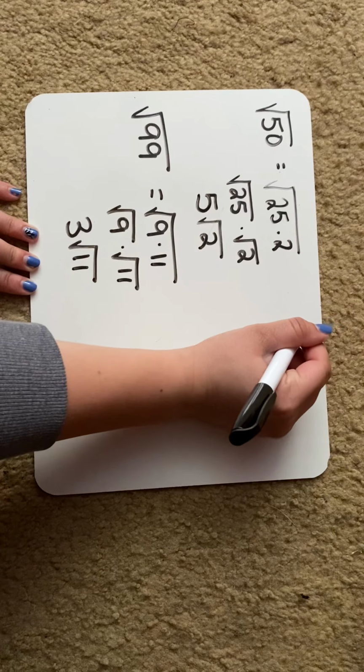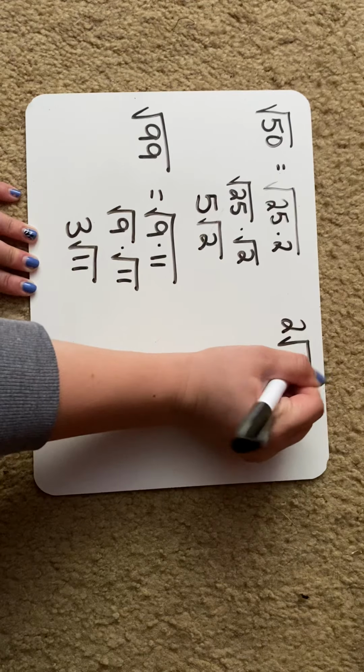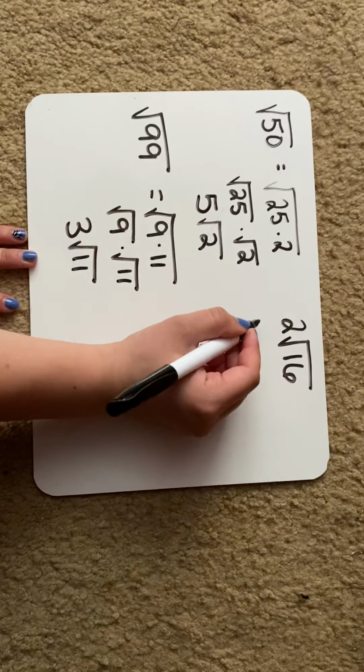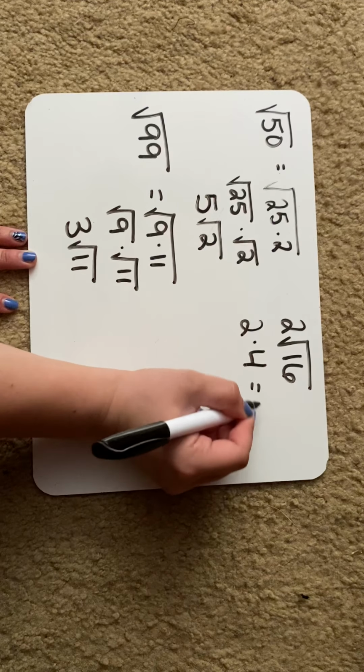Number 3 is our first one where we have a number out in front. So we have 2 times the square root of 16. Well, the square root of 16 is a perfect square, so we just get 2 times 4, which gives us 8.